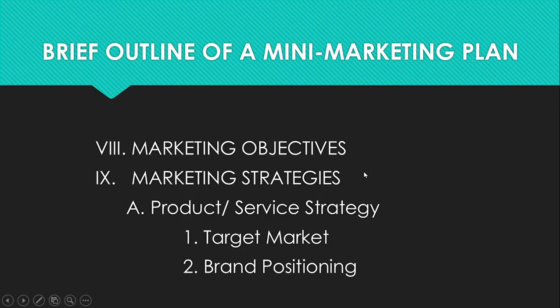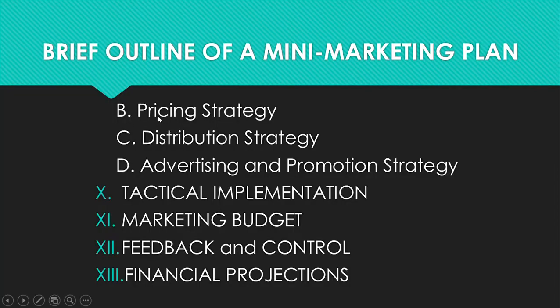So notice that these are the four Ps of marketing: the product, the price, the distribution or the place, and the promotion or the advertising. And then part 10 will be the tactical implementation. Part 11 is the marketing budget, part 12 is the feedback and control, and part 13 is the financial projection. So in this video, I am going to present to you the executive summary and the study background only. So the succeeding parts will be discussed in my following videos.